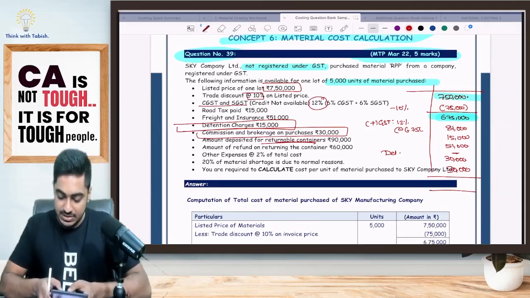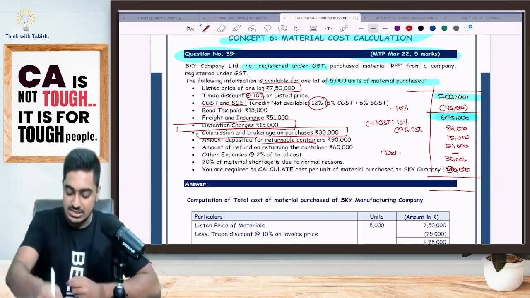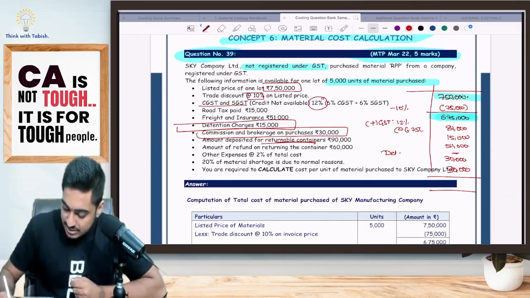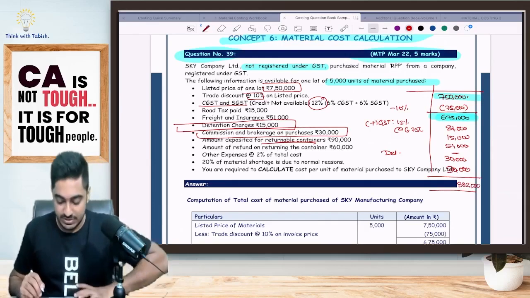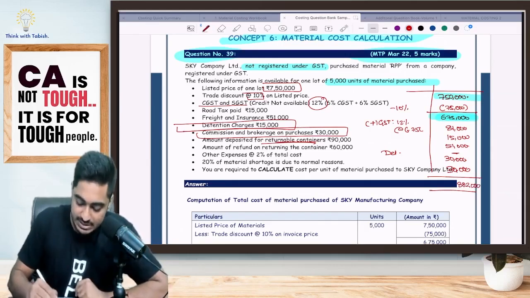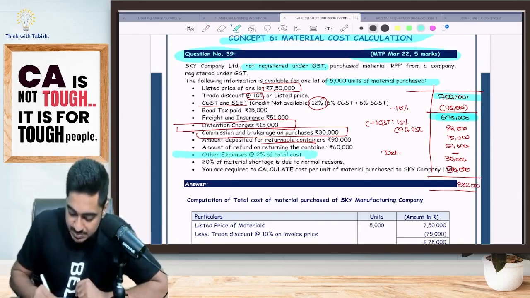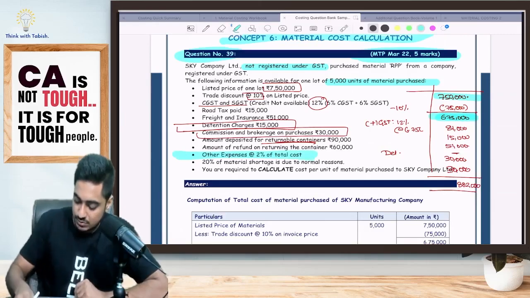7,50,000. In that 75 is gone. Yes, 81,000 you are adding, 15 you are adding, 51 you are adding, 30 you are adding, 30 you are adding. Is it 8,82,000 till here? Yes or no, everyone? Okay, perfect. Now you are having one final item. Pay attention. Other expenses is 2% of total cost.